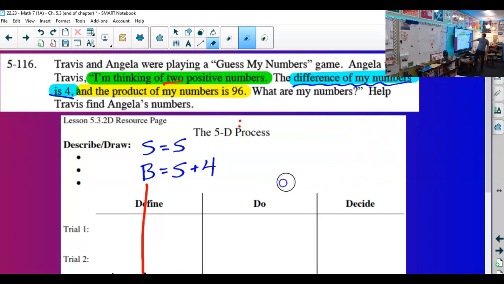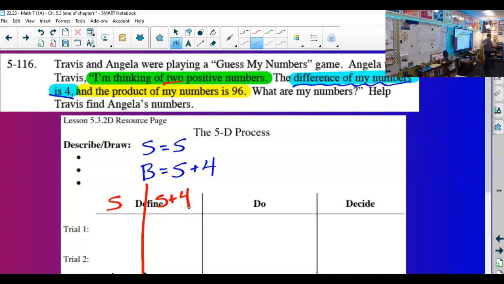So now you're ready to go. We have two numbers, small and big. Small number as S, big number S plus 4. Now wait, what's the do? What are we trying to make them do? Lindy, what are we trying to make these numbers do? What does product mean? Like add them? Careful, product is multiply. So our do is S times B needs to be 96. All right, you've got everything. Go for it.